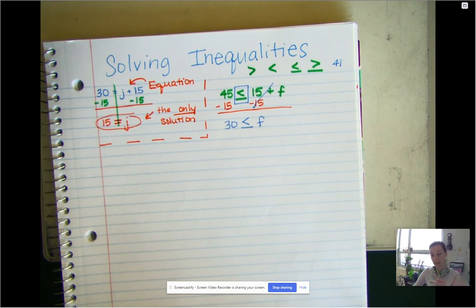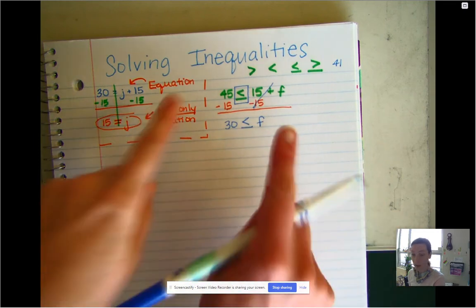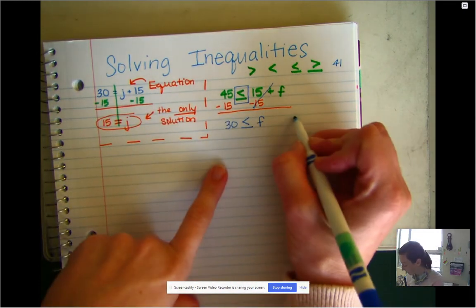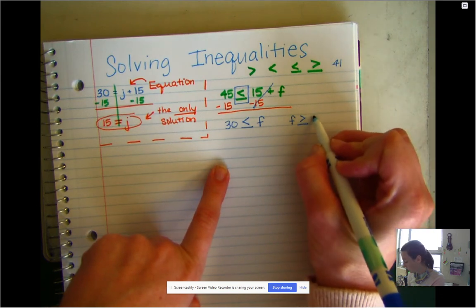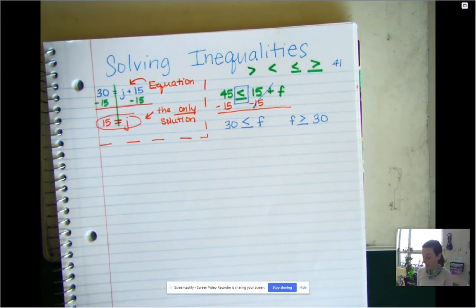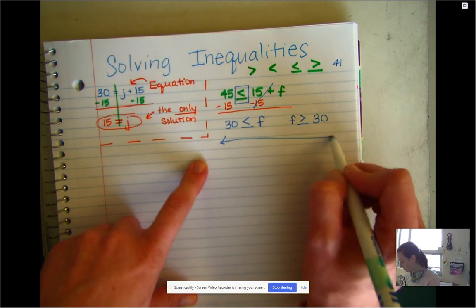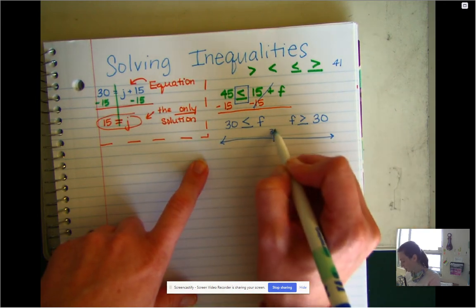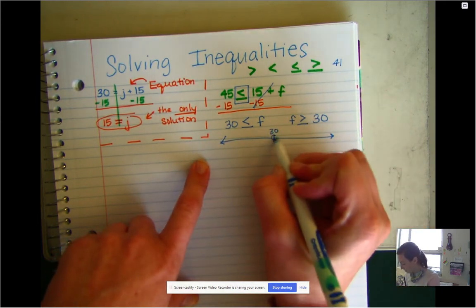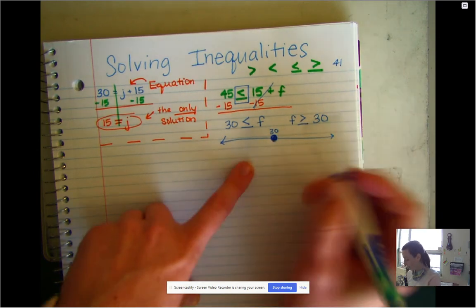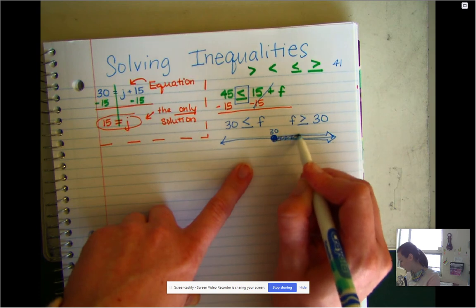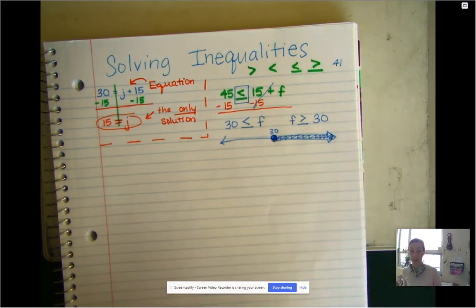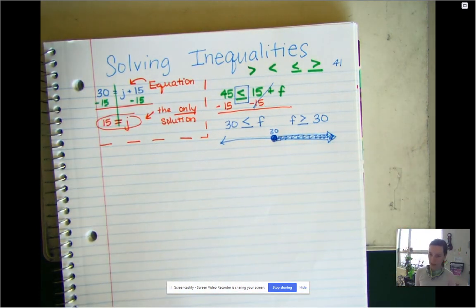30 needs to be less than or equal to the number of treats I bring in. Or if I flip the numbers, I can also flip the sign. Miss Funk needs to bring in a number of treats that is greater than or equal to 30. And then we could graph that. We could put 30 on a number line. There's a line under the sign, so it's going to be a closed-in circle. And the number of treats I could bring is anything higher than 30. I could bring in 100 treats if I want. I could bring in exactly 30 treats, but I can't bring in any less than that.